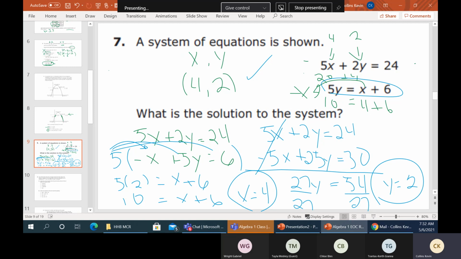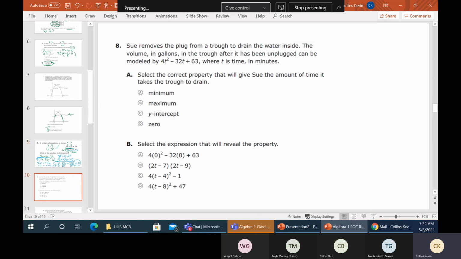All right, let's move on. Okay, so this one has a couple parts to it. So it says Sue removes the plug from a trough. You guys probably didn't know what a trough is, but that's okay. To drain the water inside. It's basically a big tub that they usually feed animals in. So this would be like on a farm or something like that.